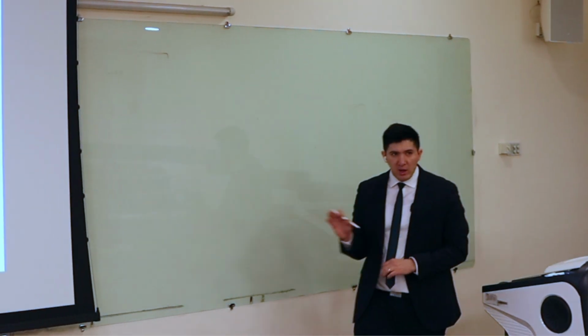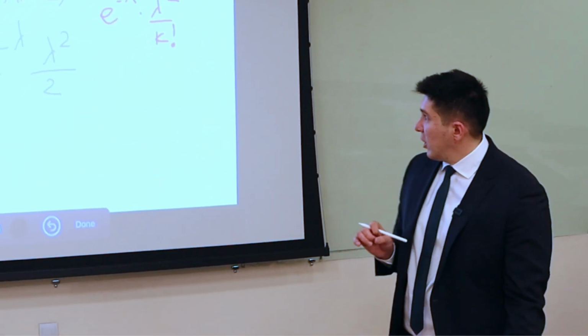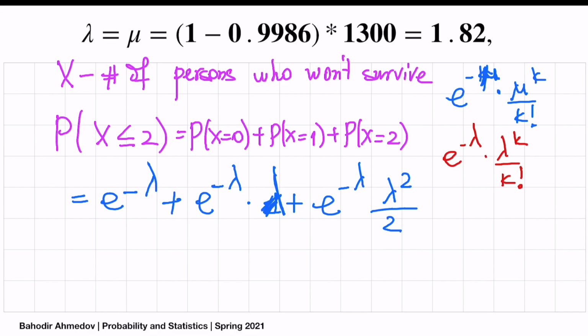Mu and lambda are interchangeable variables. Okay? So now I'm just going to make the calculation. It's super easy. You just need to use a calculator. So the e to the power of minus lambda can be taken out from the brackets. It's going to be 1 plus lambda squared over 2.